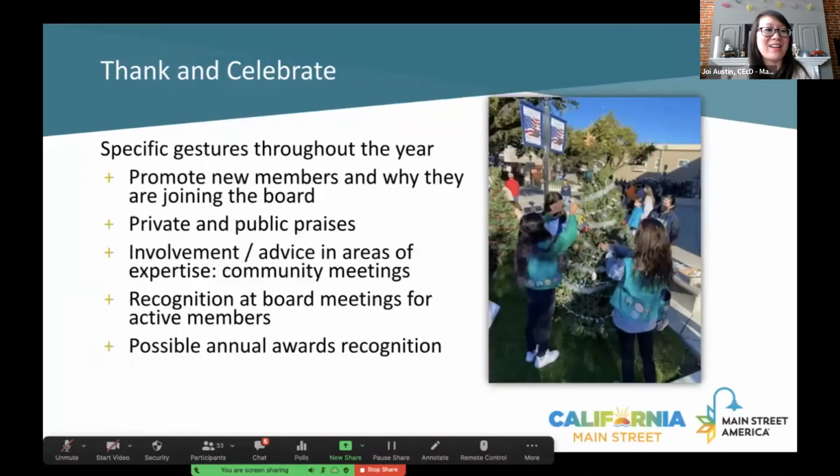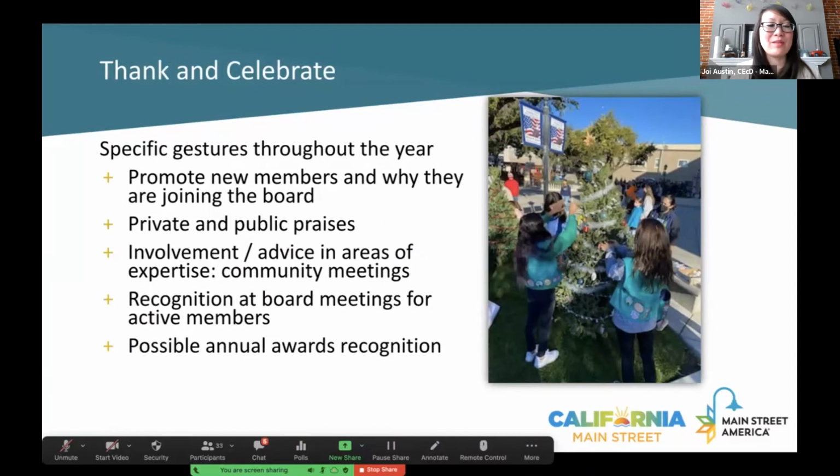I think that in terms of some of those specific gestures, again, promoting new board members and why they're joining the board, how it relates back to how you have this goal in mind for the organization and for the community, and they're the ones that are the perfect fit to join the board and make that particular piece happen. Private and public praises, little notes of thank you, but then also during events and activities and while everyone is having fun.